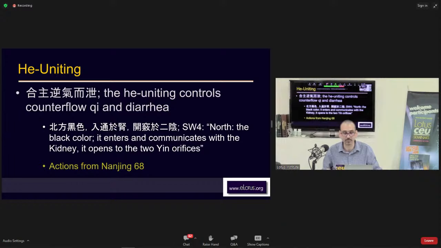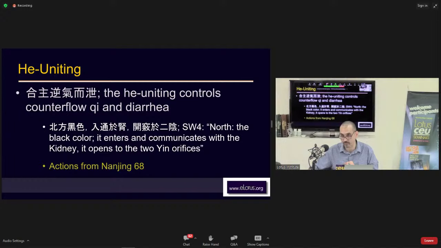So it says here that the He uniting controls counterflow qi and diarrhea. So the commentary says the He uniting or water correspond to kidney. If it's a problem, then the chongmai, which, by the time they're writing this in the Nanjing commentary, you can go read the commentary, has association with the kidney. Chongmai is associated with counterflow of qi, so the qi can move in counterflow. The kidney also is in charge of the movement of storage, right? So keep that in the back of your head.